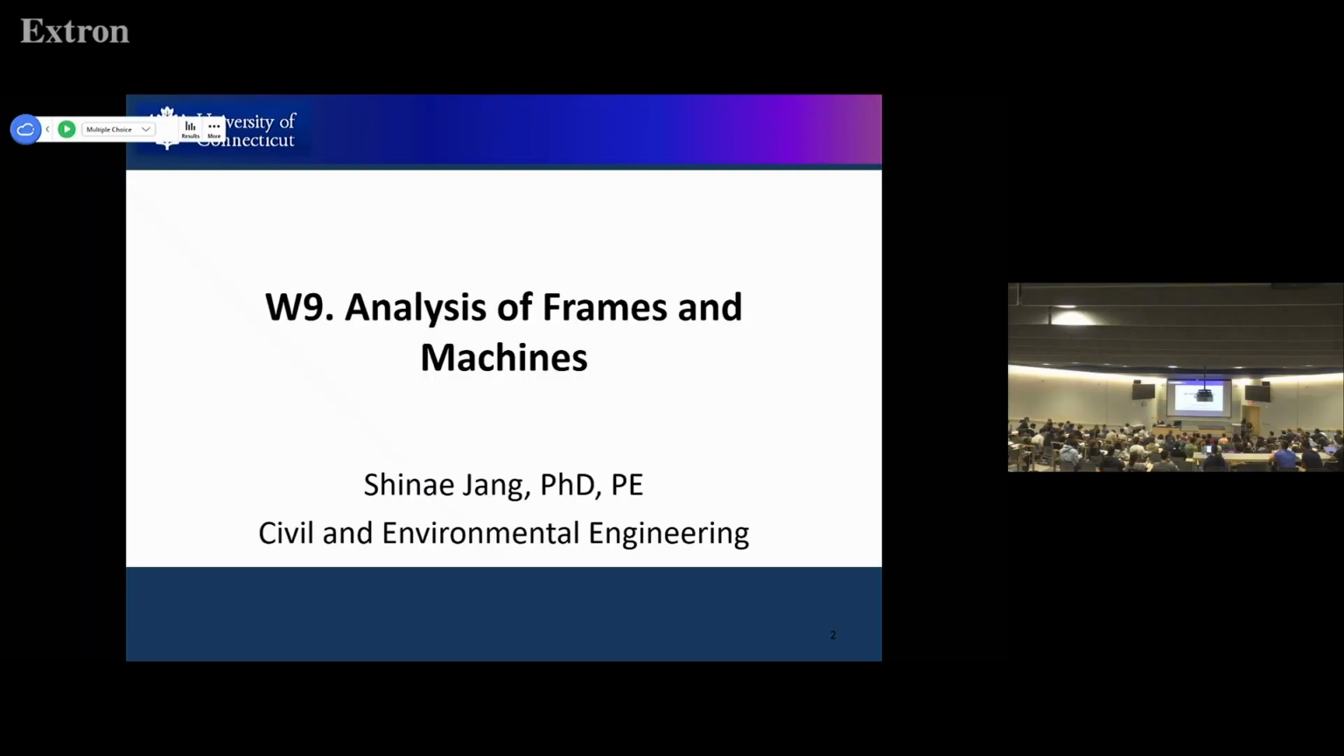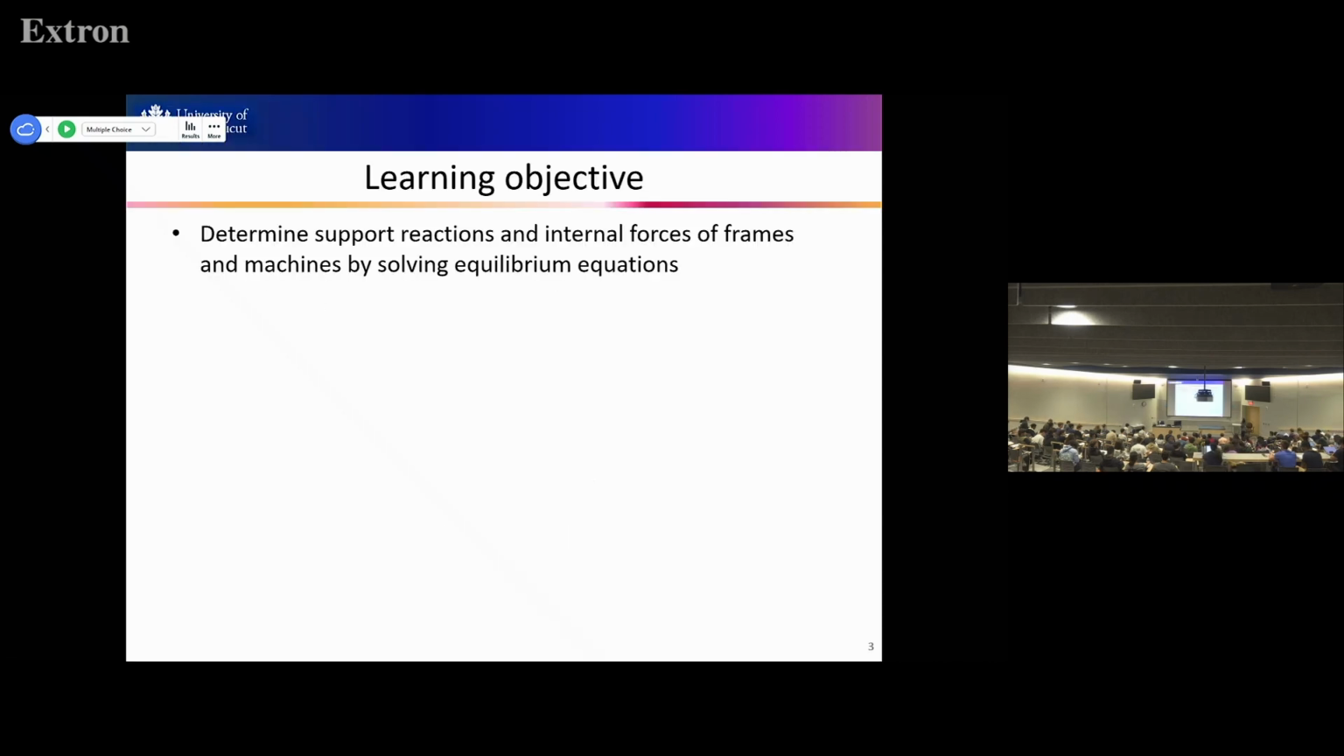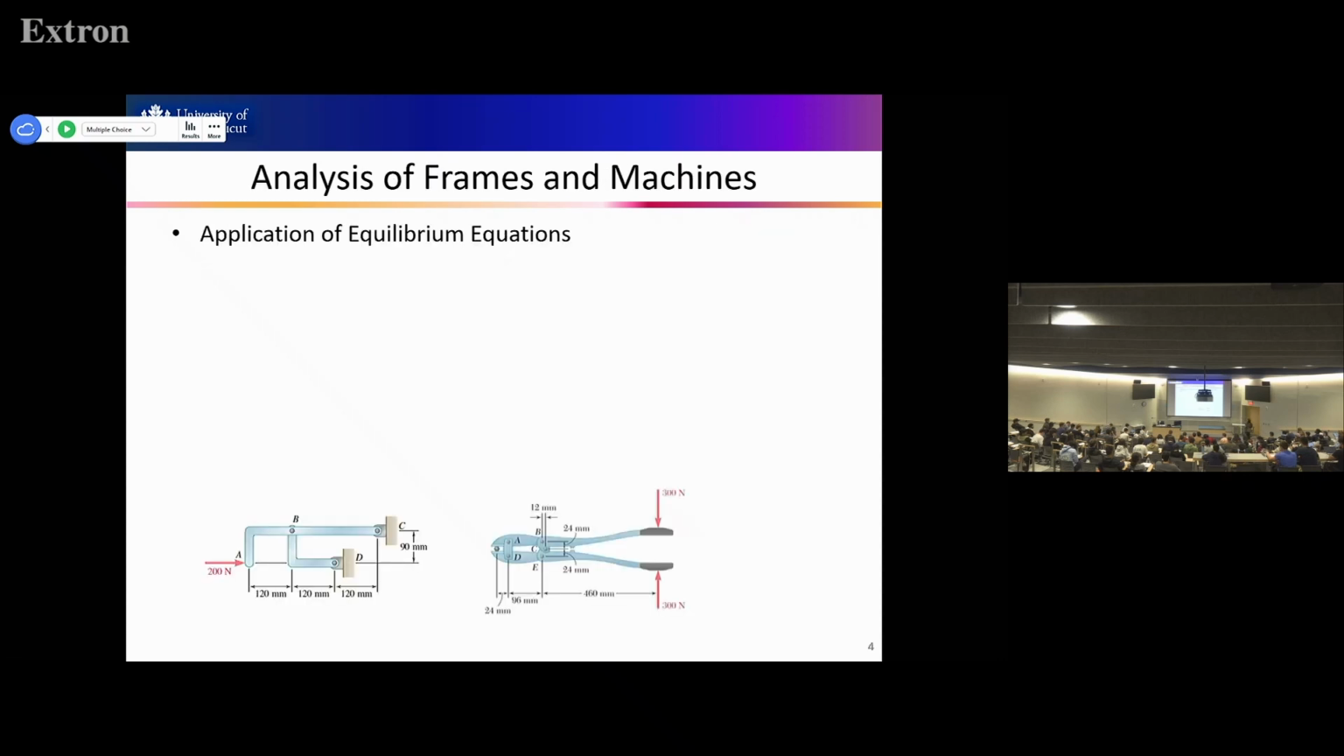Week 9 analysis of frames and machines, right? So we'll determine support reactions and internal forces of frames and machines by solving equilibrium equations. That is kind of an extension of the truss analysis we did before. So I have a very short slide today. This is a typical example of a frame. This is a typical example of a machine, right?